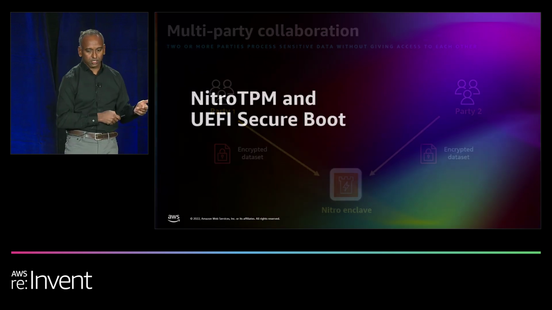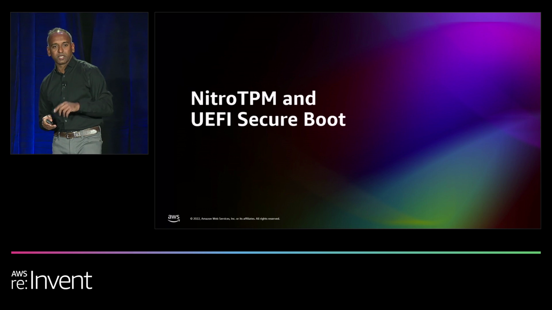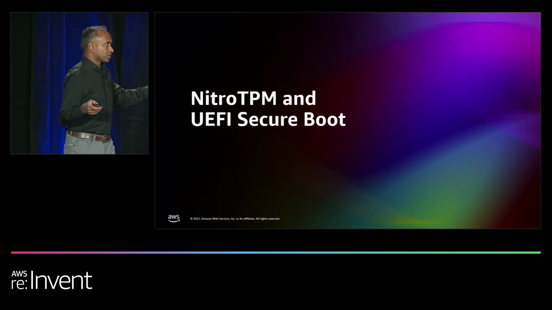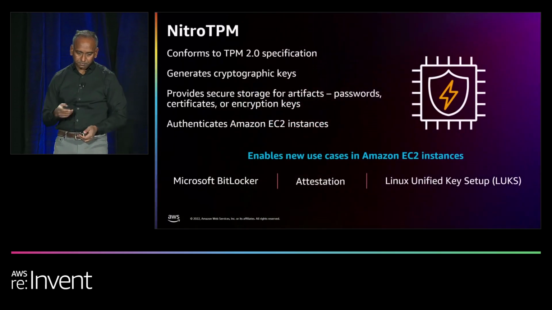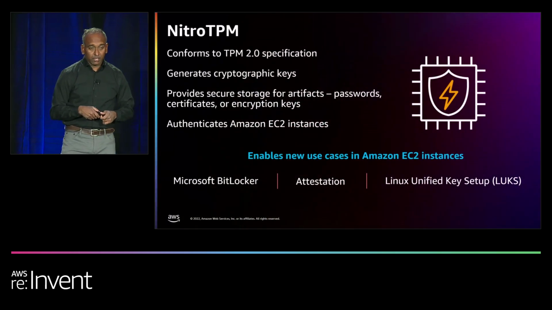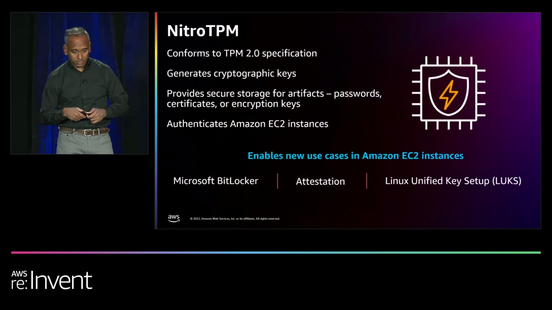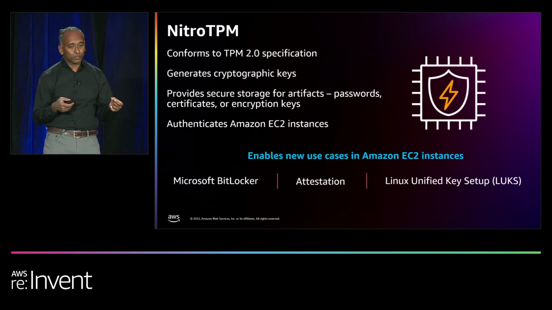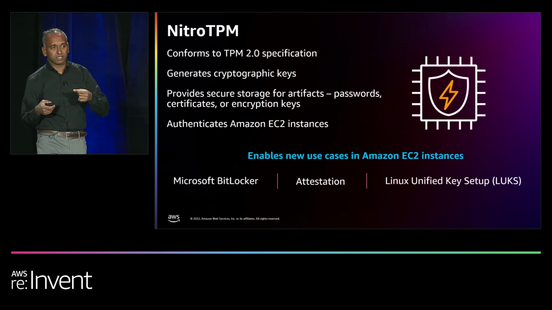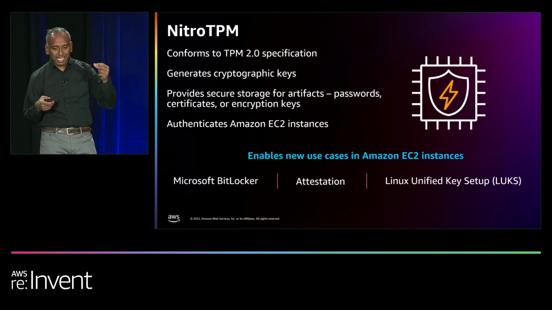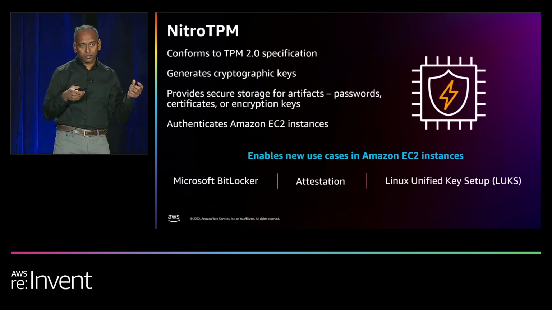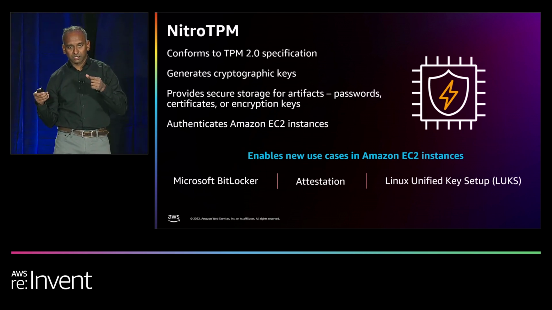I want to close this session out by touching on the last topic that we talked about when we introduced confidential compute capabilities, which is Nitro TPM. We launched Nitro TPM earlier this year. TPM stands for Trusted Platform Module. Nitro TPM is a security device that lets you gather and attest system state, generate and store cryptographic data, and prove platform identity.